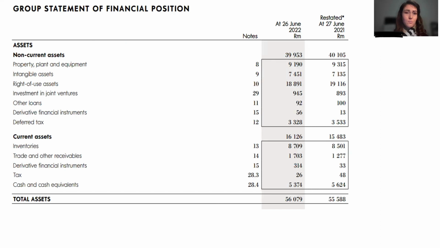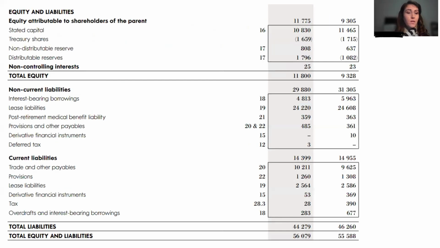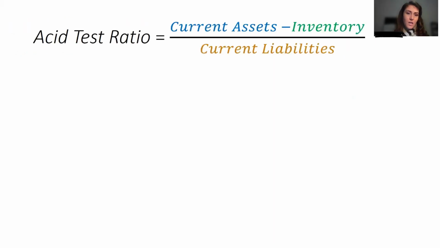Let's have a look at our statement of financial position. We're going to use our current assets amount, that's 16,126 from our 2022 financial year. And we are going to deduct our inventory amount, which is the 8,709 to get our amount. And then we are going to divide that by our current liabilities here next to the orange arrow, which is 14,399. So here's our ratio, current assets minus inventory divided by current liabilities.